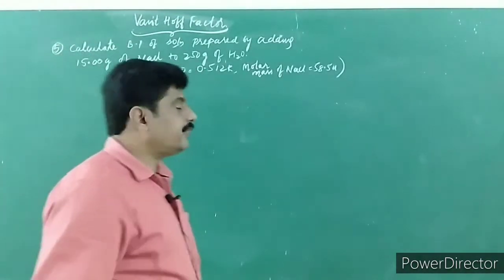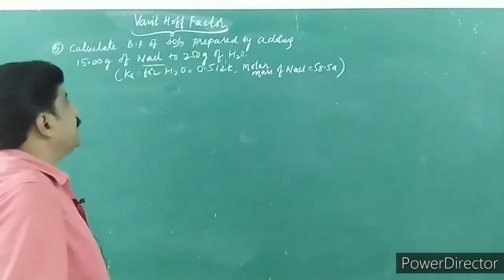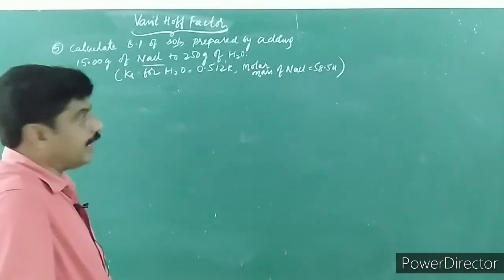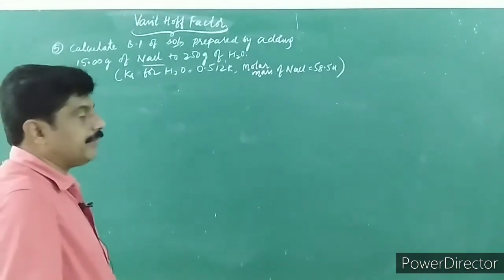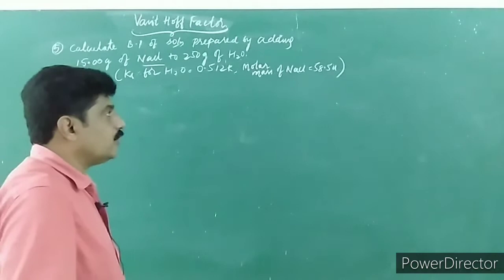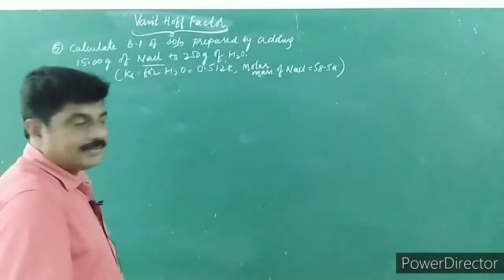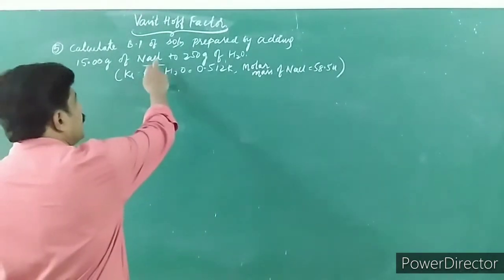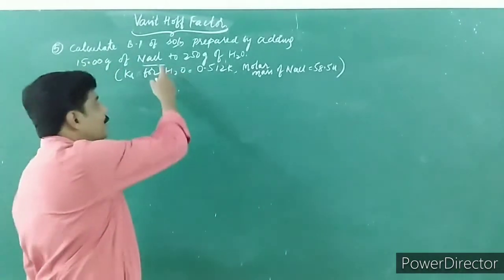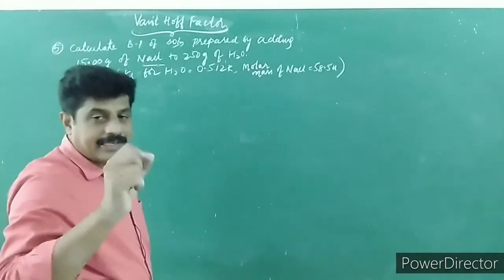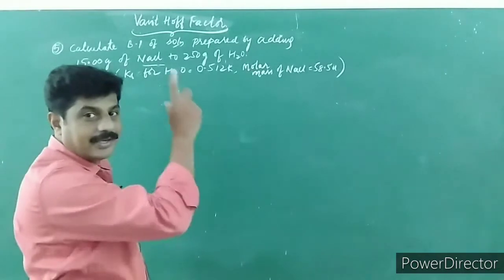Children, let me take up the fifth numerical on Van't Hoff factor. Calculate the boiling point of solution prepared by adding 15 gram of sodium chloride to 250 grams of water. Given Kb for water is equal to 0.512 Kelvin kg per mole. Molar mass of sodium chloride is equal to 58.5 unified mass. Children, the non-volatile solute given here undergoes dissociation because sodium chloride is an electrolyte. So that is why Van't Hoff factor plays an important role in the calculation.